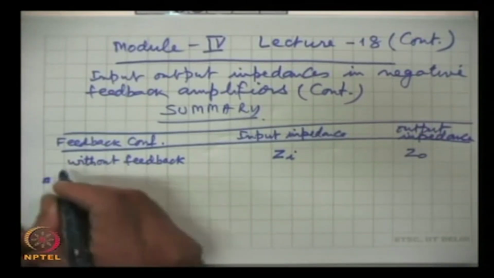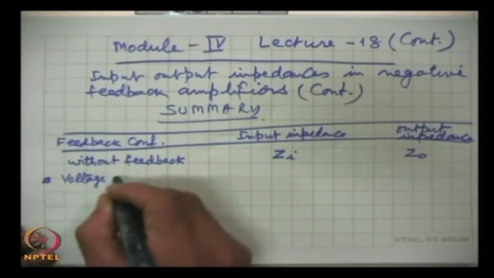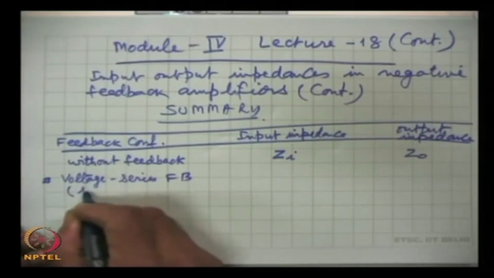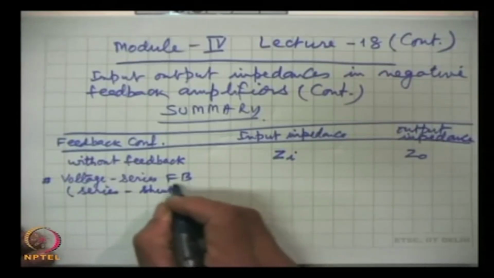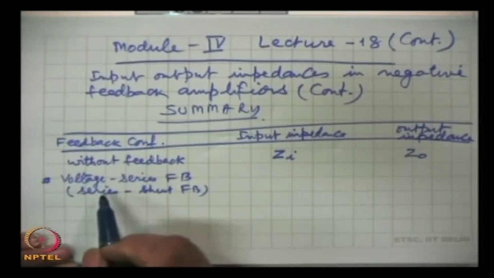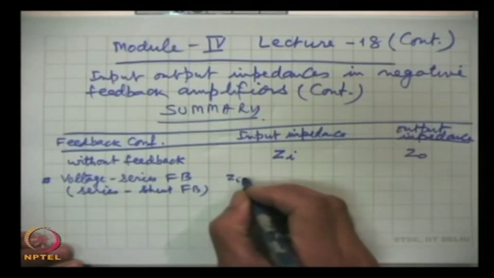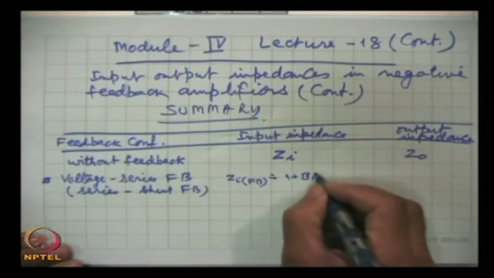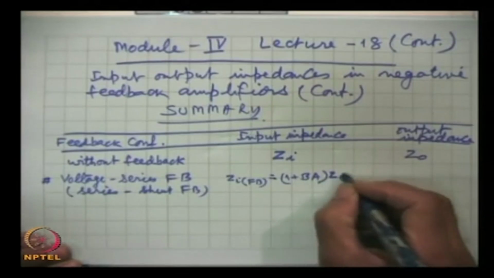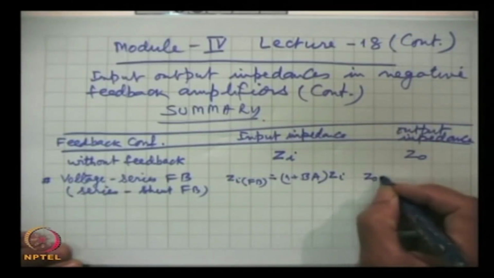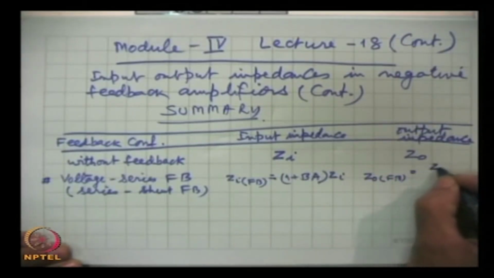First, we take voltage series feedback, which is also called series shunt feedback, and this is the circuit for which we have derived, and we saw that the input impedance Z I with feedback is increased to 1 plus B A times Z I. It increases, and the output impedance falls, and this becomes Z 0 with feedback equal to Z 0, that means the output impedance without feedback, divided by 1 plus B A.